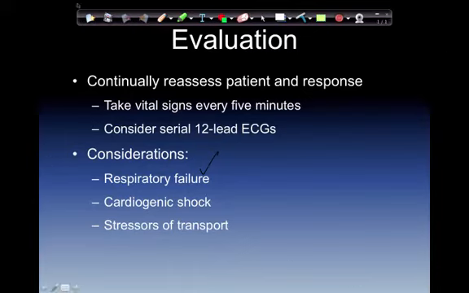Evaluation. Continually reassess the patient, and this means every 2 to 5 minutes. If things are going south, reassess them quicker. Essentially what you're going to see is a trending towards the south, so you'll know whether or not to bump it up to the next level. Consider serial 12 leads. If we start to see ischemia, this gives the cardiologist on the other end awesome history from a healthcare provider so that they can actually get them to the cath lab if necessary.